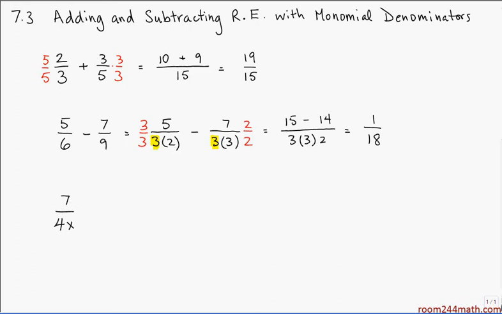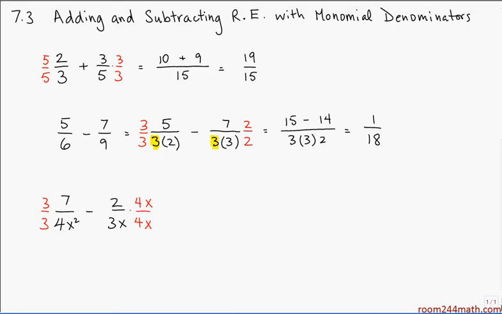Let's say we have 7 over 4x squared minus 2 over 3x. It's a little easier with monomial denominators because we don't have to do any initial factoring. We just have to look at these and say, all right, what's the first denominator missing that the second one has? Well, it's missing a factor of 3. So we can multiply the first one by 3 over 3. And what's the second one missing that the first one has? Well, not only is it missing a factor of 4, but it's also missing an additional x.